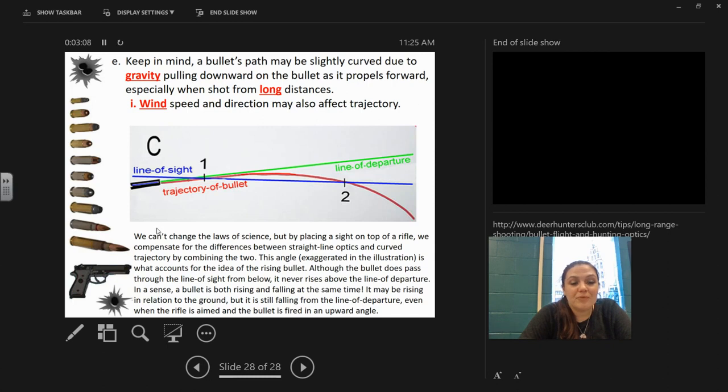trajectory. Okay. We can't change the laws of science, but by placing a sight on the top of a rifle, we compensate for the differences between straight line optics and curved trajectory by combining the two. This angle, exaggerated in the illustration, is what accounts for the idea of a rising bullet. Although the bullet does pass through the line of sight from below, it never rises above the line of departure. So the bullet's never going to be higher than the laser. This is where they were aiming, but gravity could pull it down, is what that's saying.